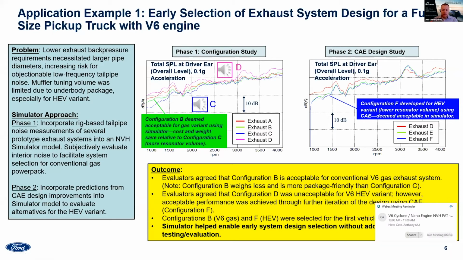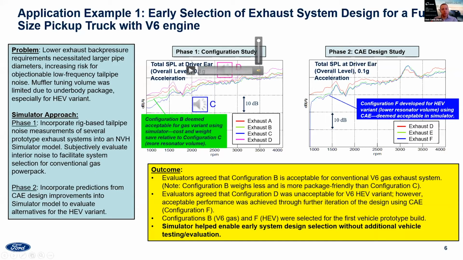The other thing that came out of the study was that exhaust configuration D, which was the pink line and the loudest of these different systems, was unacceptable for booming noise. So unfortunately, this was the only system that could package in the hybrid electric vehicle.